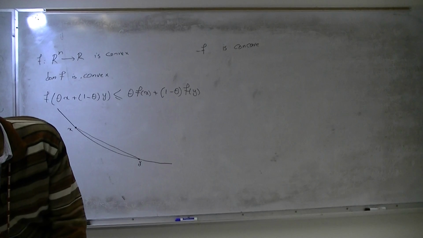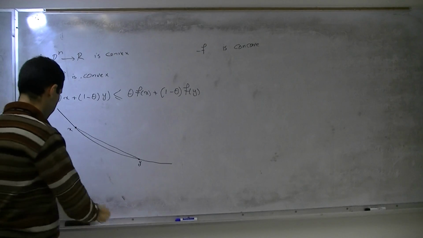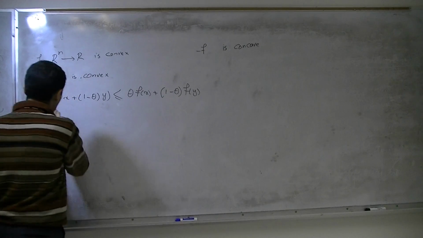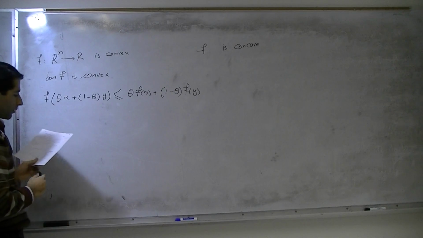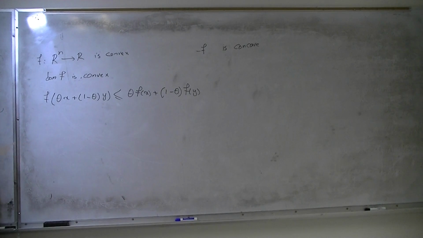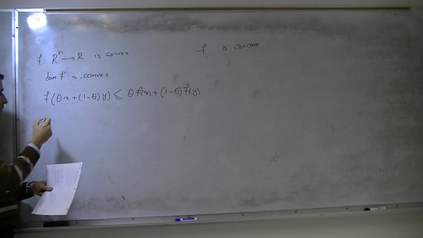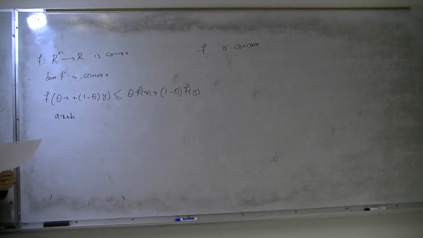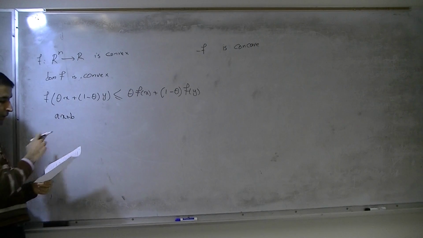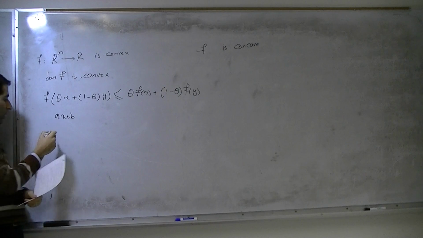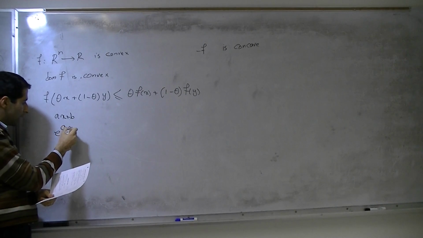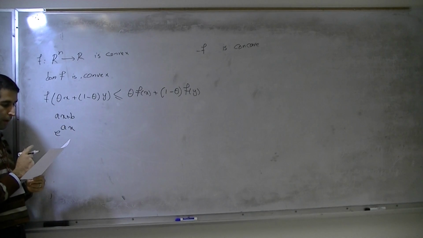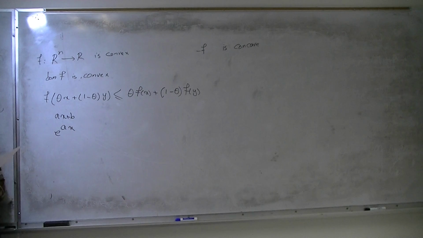Okay, let's do some examples. Any affine function is convex. An affine function is one of the form ax plus b, and for any a and b it is convex. Exponential: e to the power ax, for any a and b, is convex.